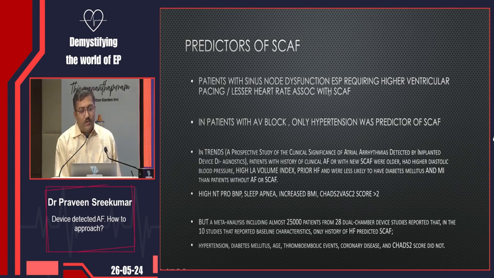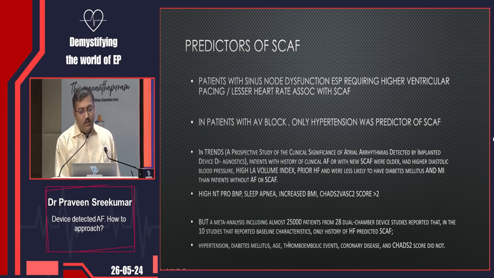If we take predictors of SCAF, patients with sinus node dysfunction and higher ventricular pacing requirement were associated with more stroke. That is already known. In patients with AV block, only hypertension was an independent predictor. In the TRENDS trial, other studies showed different clinical parameters also, not just the rate of AF or number of AF episodes. Other clinical parameters were also associated with a higher risk. So it's not just the incidence of AF. Other parameters include high NT-proBNP, sleep apnea, increased BMI, and the CHA2DS2-VASc score, which includes many clinical parameters.